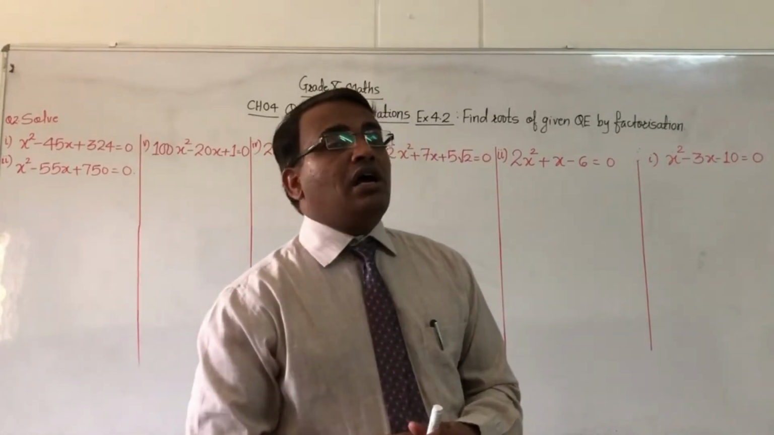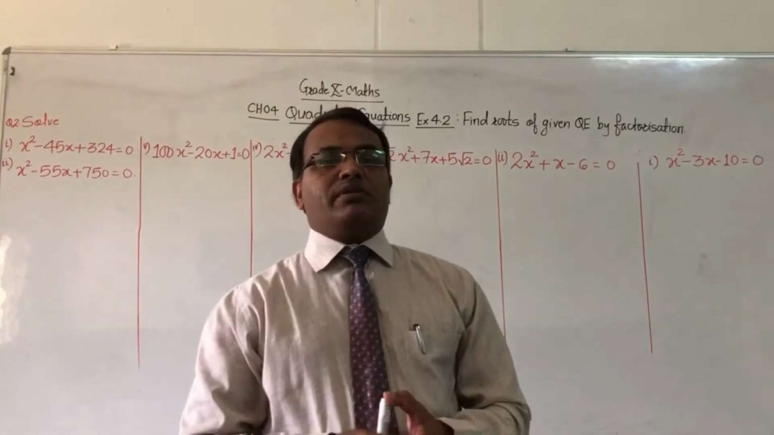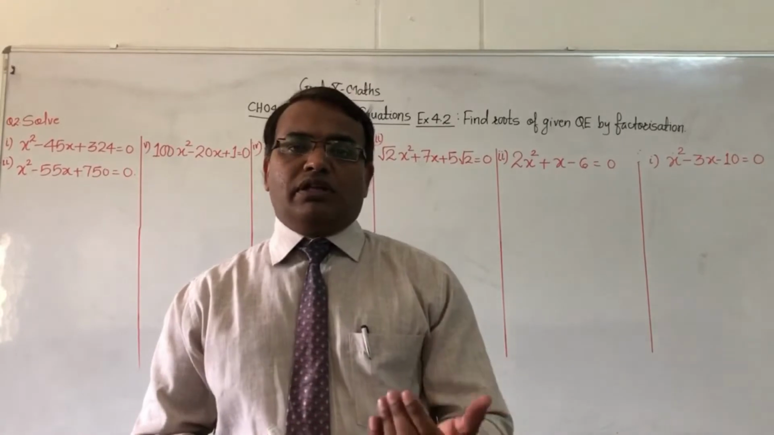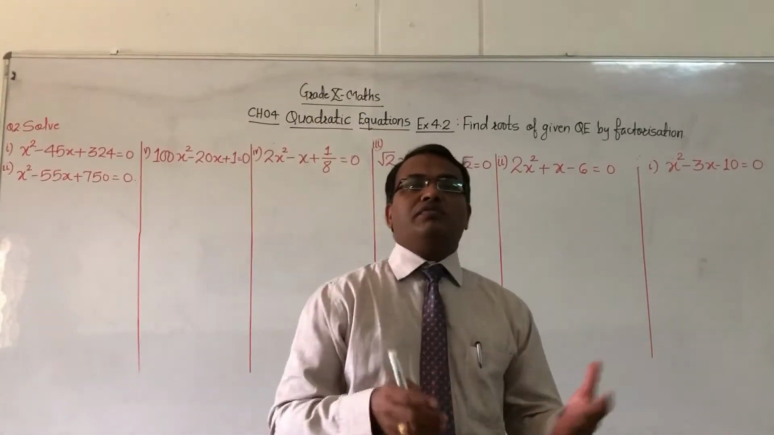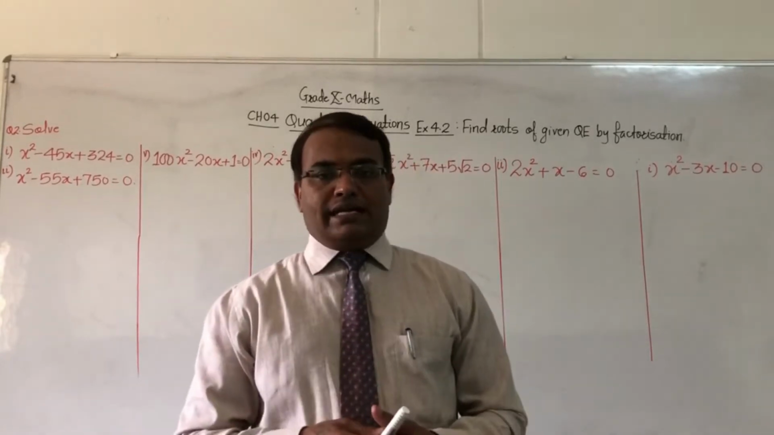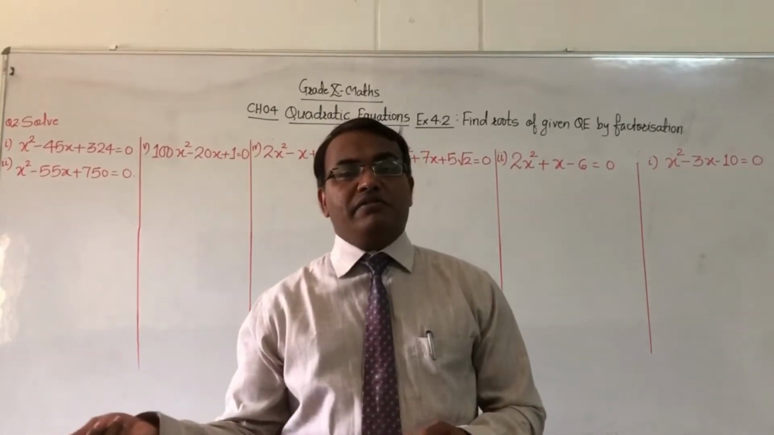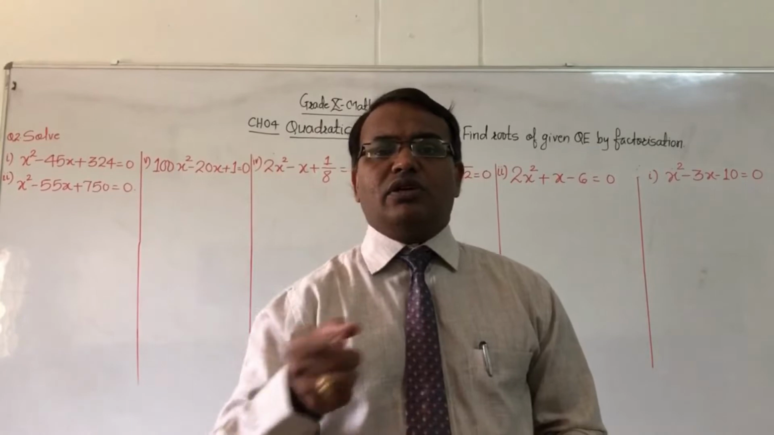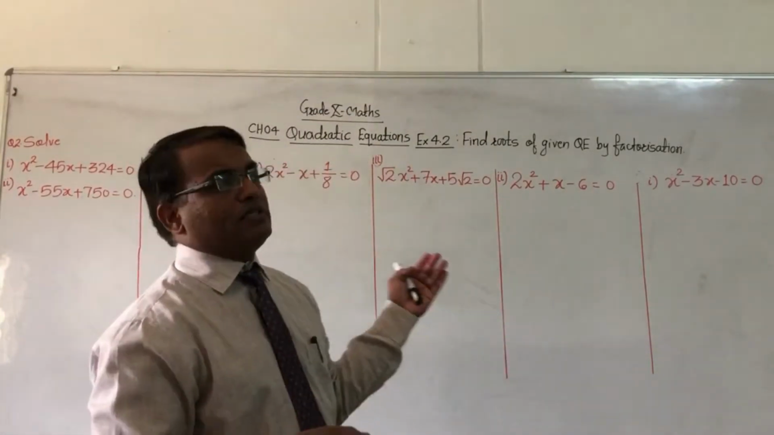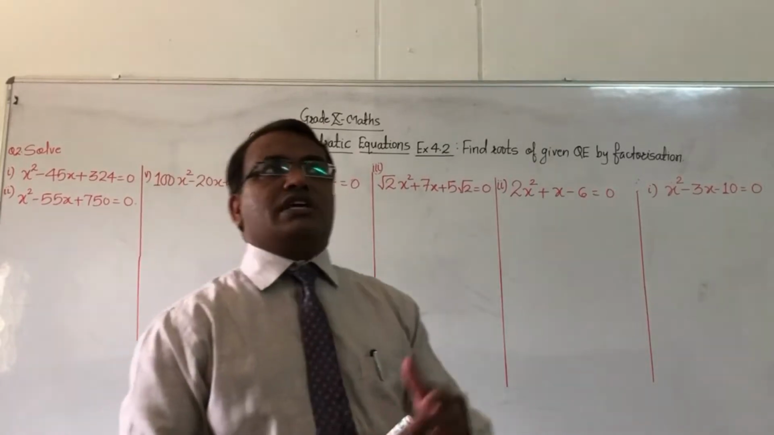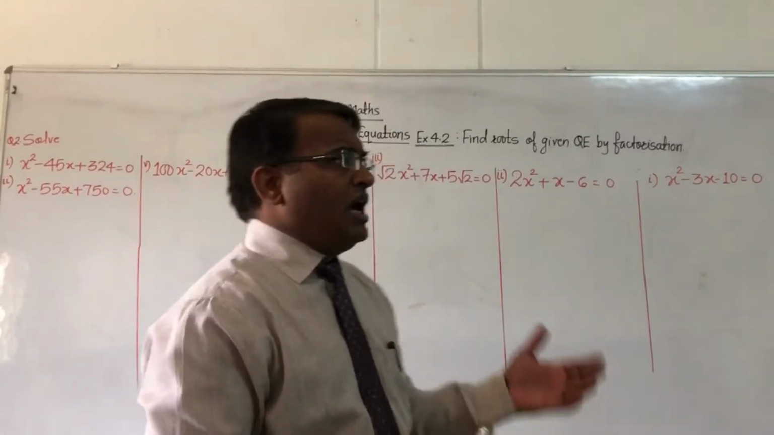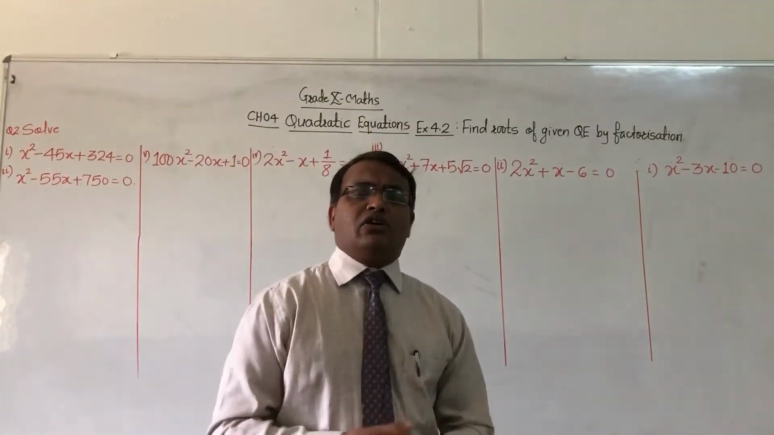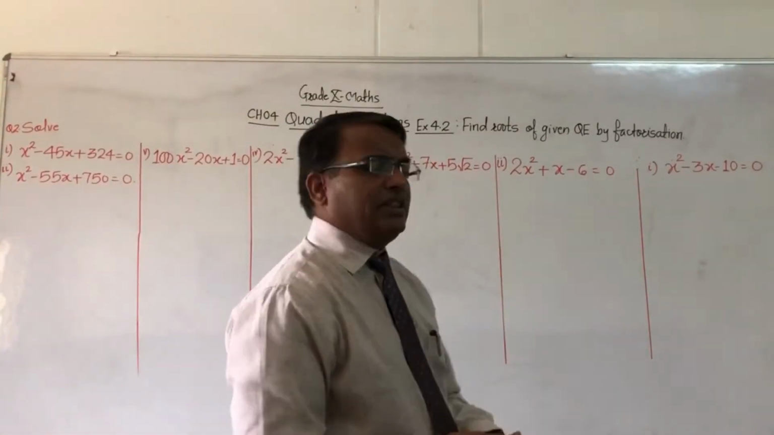Now in exercise number 4.2, question number 1 tells us to factorize, or using the factorization method we have to find out the roots. Again, the root of the equation is nothing but the value of x, as we did in our previous classes when solving for x. We used to get x is equal to some number. That number only we have to find out, that value of x which is called the root of the equation. And the factorization method, as I already discussed in the previous video, we have done in some of our previous classes. So let's start with the first sum.